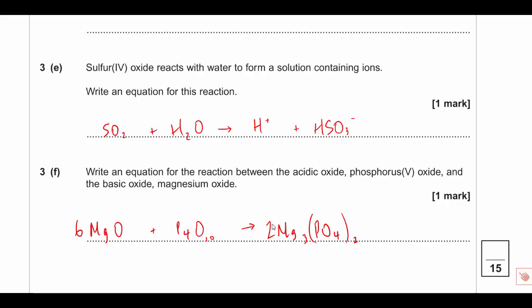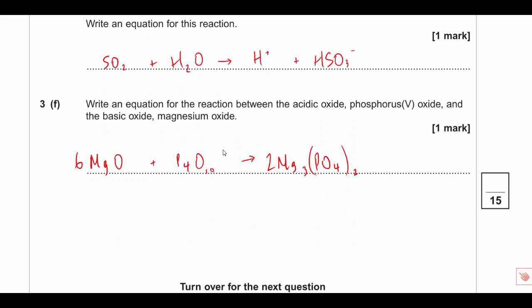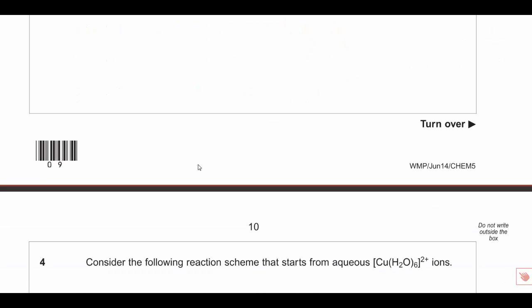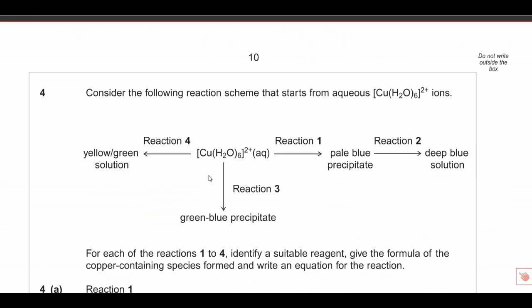So it's a much easier question. 15 marks though, I think much easier than question 1 and 2 actually. Maybe a bit of repetition, just recall. Question 1 and 2 quite heavy I think on the maths and stuff as well. Fine, a nice little bit of transition metals. So consider the following reaction scheme that starts from aqueous copper, the hexaaqua copper 2 plus ions.